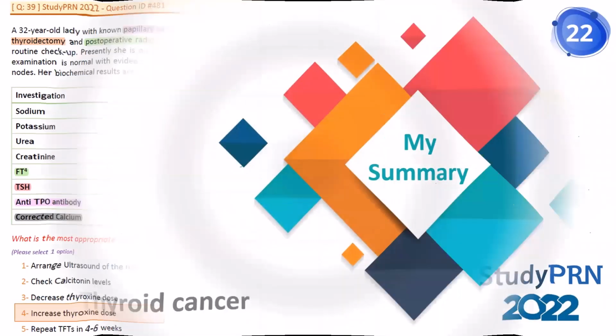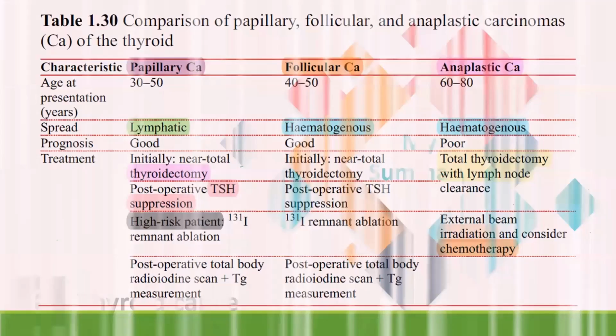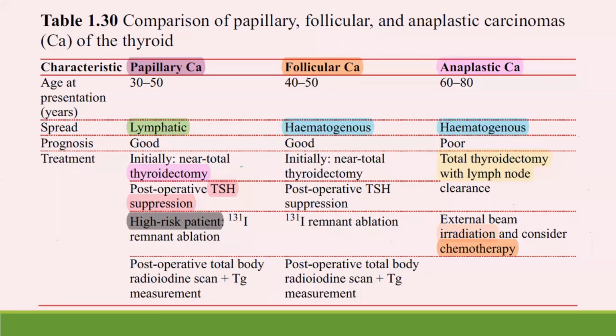So I will summarize this thyroid cancer session. This table compares papillary, follicular and anaplastic thyroid cancer. Don't forget that papillary thyroid cancer spreads by lymphatics, but follicular and anaplastic spread by hematogenous spread. Papillary and follicular thyroid cancer are differentiated thyroid cancers, treated by surgery, total thyroidectomy, TSH suppression, and radioactive remnant ablation for high-risk patients alone.